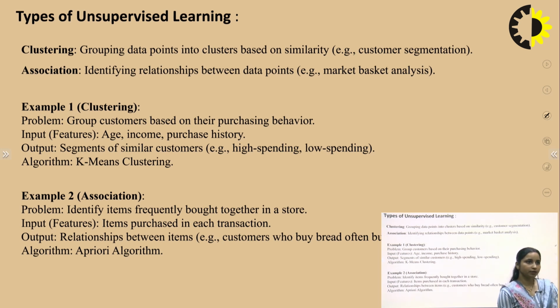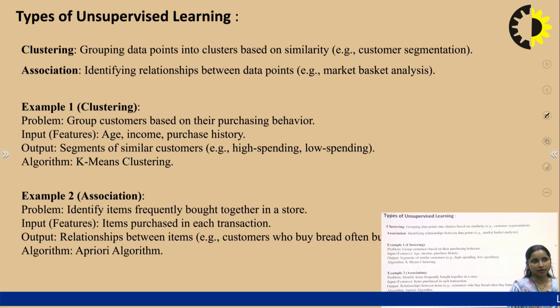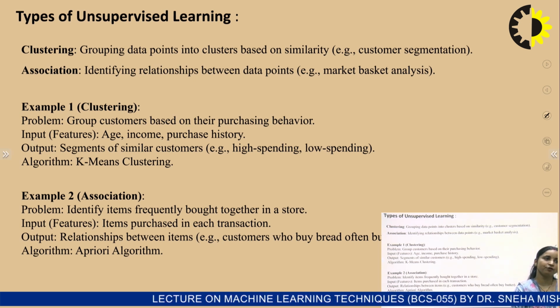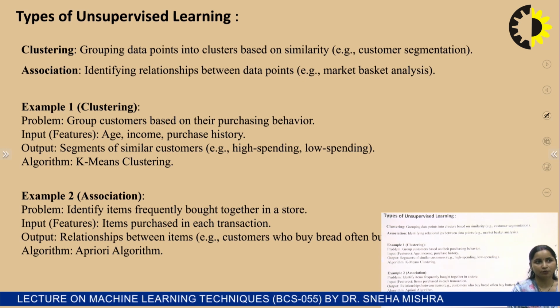Okay? Then example 2 will be association, the next type of unsupervised learning. The example we have taken here is the problem of identifying items frequently bought together in the store. This is the same example we have discussed in the whole video. So here, what will be the input? The input will be the items purchased in each transaction. And what will be the output? The relationships between items. As an example, customers who buy bread often buy butter. So this is the relation between these two products. So here the input feature will be items purchased in each transaction, and the output will be the relation between those items, right? And the algorithm we generally use for association is the Apriori algorithm.